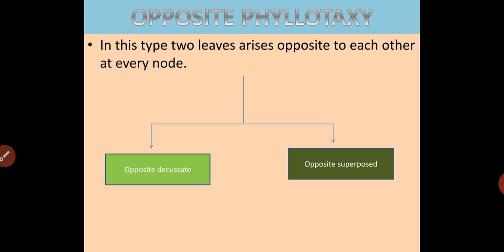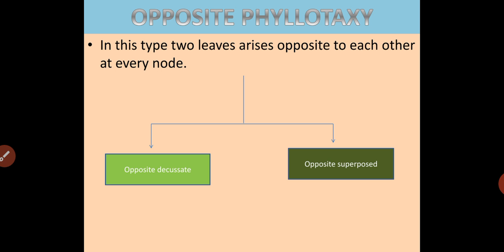Opposite phyllotaxy. In this type, two leaves arise opposite to each other from each node. It is further classified into two types. One is opposite decussate and another one is opposite superposed.